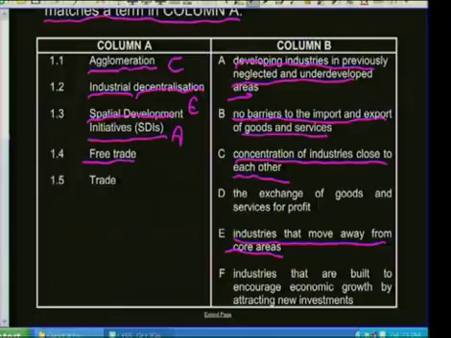The barrier, no barrier to goods, imports, etc. And of course, my answer will be B. Okay? Then the last one, trade. You know what's trade, general trade.